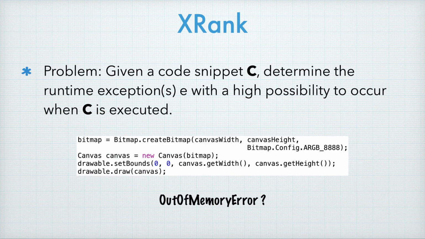Let me introduce X-rank, a recommendation model for exception types. In X-rank, the problem is, given a code snippet C, we want to determine the runtime exception E with high possibility to occur when C is executed. For example, given the code snippet here, this code is dealing with a bitmap. So we want to predict that an out of memory error is likely to occur.